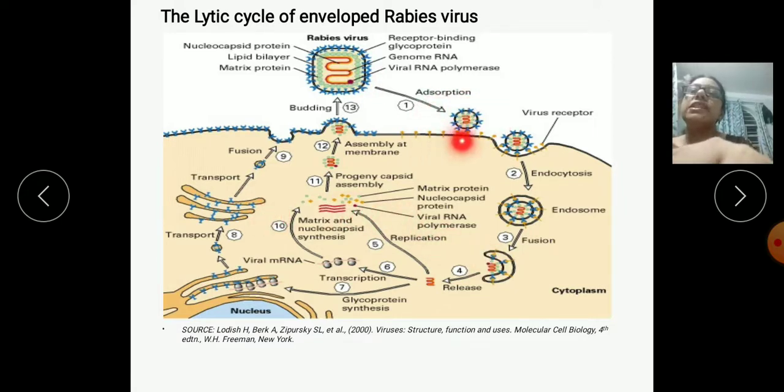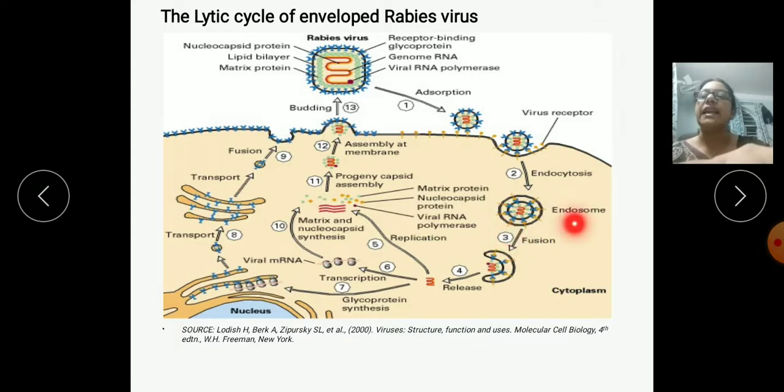The host cell has multiple receptors. The glycoproteins are specific to the receptor. They come and bind to these receptors. Due to endocytosis, they enter into the cell cytoplasm. The endosome organelle forms a vesicle inside with the virus.